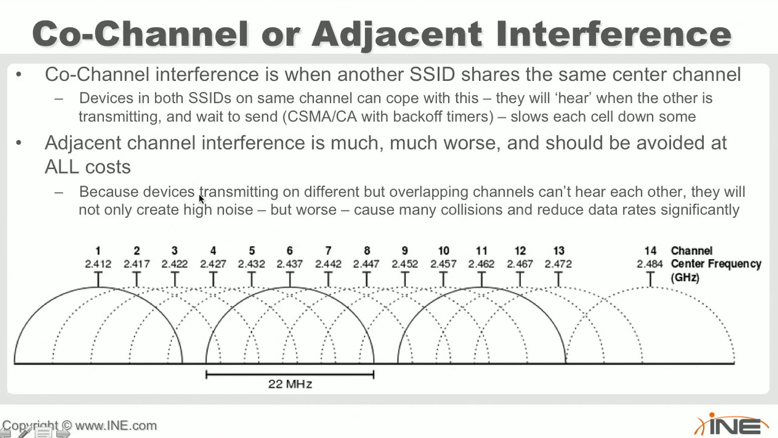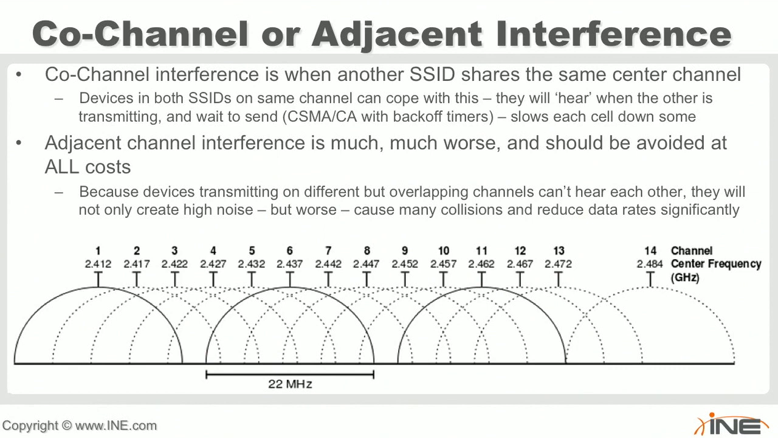But adjacent interference is much, much worse, should be avoided at all costs, because devices transmitting on different, however overlapping channels, they can't really hear each other. They'll simply create high noise, but worse, they'll create many, many collisions and reduce data rates significantly.